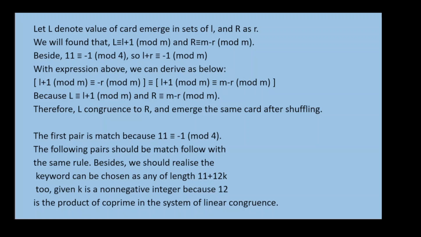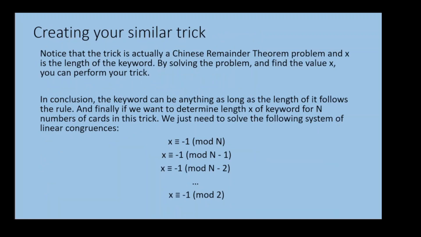Besides, we should realize the keyword can be chosen with any length of 11 plus 12k, given k is a non-negative integer, because 12 is the product of coprime moduli in the system of linear congruences. Notice that the trick is actually a Chinese Remainder Theorem problem and x is the length of the keyword. By solving the problem and finding the value x, you can perform your trick. In conclusion, the keyword can be anything as long as its length follows the rule.